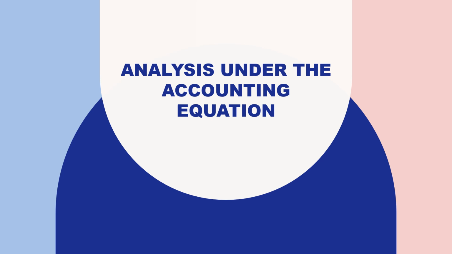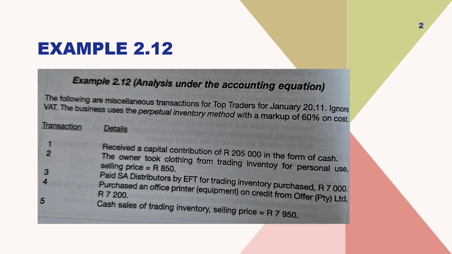Okay, so this is a short clip on the analysis under the accounting equation. So I'm using example 2.12 from your textbook to explain how it's done. The following are miscellaneous transactions for Top Traders for January 2011, and we can ignore VAT. VAT's still coming up in our syllabus, so we can ignore it for now.